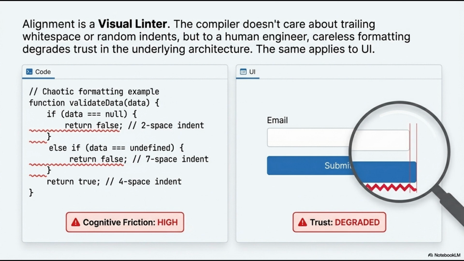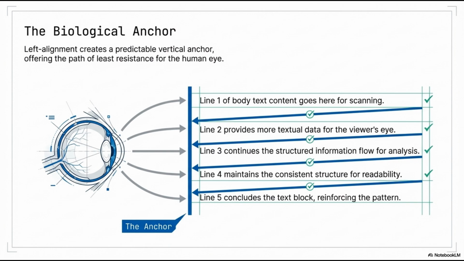Why is left alignment the absolute default for body text and form layouts? Well, it really comes down to biological eye movement. Yeah. Because in Western languages, we read left to right, top to bottom. Right. So left alignment provides this hard, predictable, vertical anchor. When your eye finishes reading a line of text, it naturally sweeps back to the left. And because of that left alignment, it knows exactly where the next line is going to start. Exactly. It is the path of least resistance for the human eye.